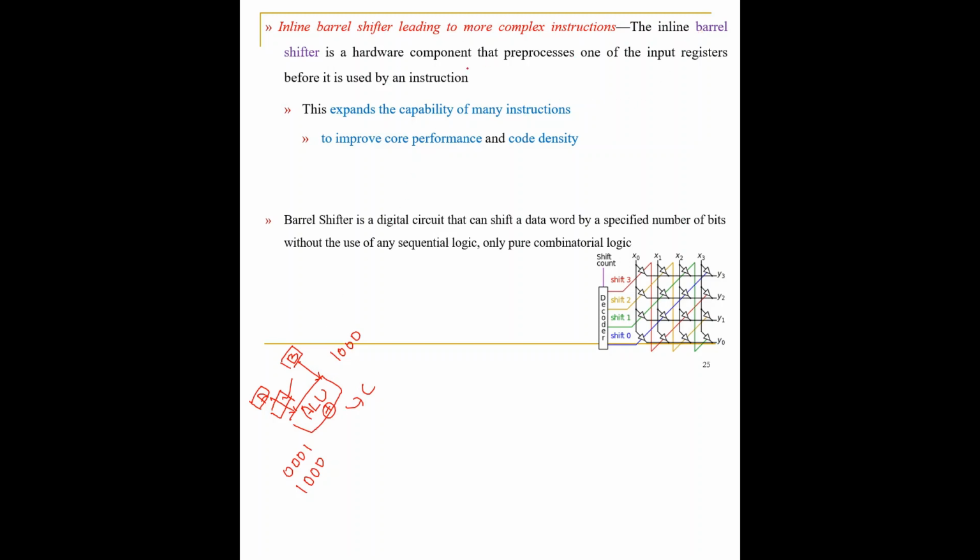The inline barrel shifter is a hardware component that pre-processes one of the input registers before it is used by an instruction. This expands the capability of many instructions to improve the core performance and code density. Sir, why do you use an inline barrel shifter? Because you wanted to shift the data. If you want to shift the data, you are not ready to waste time in the ALU. So you provided an additional coprocessor here, which could shift the data as per the requirement.